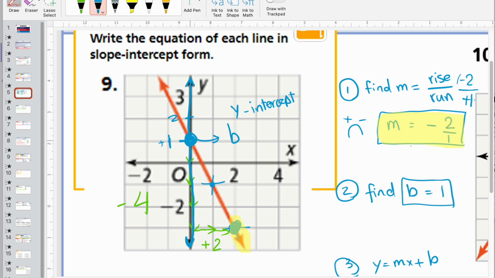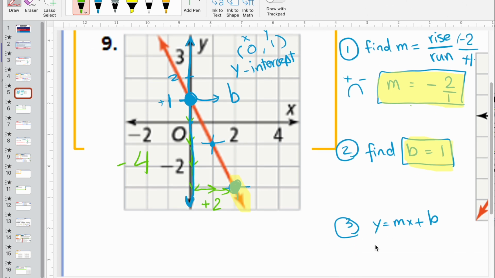What's the point of the y-intercept? The point is what? It's 0 in the x, 1 in the y. 0, 1. Always the point of y-intercept is always 0 in x and something in the y. Any number. Okay? Since I found my m and I found my b, substitute by your equation. Y and x, I have to keep them as variables since they can be any point. M and B, just substitute them. It's negative 2 over 1 x plus 1. This is my equation in slope intercept form.